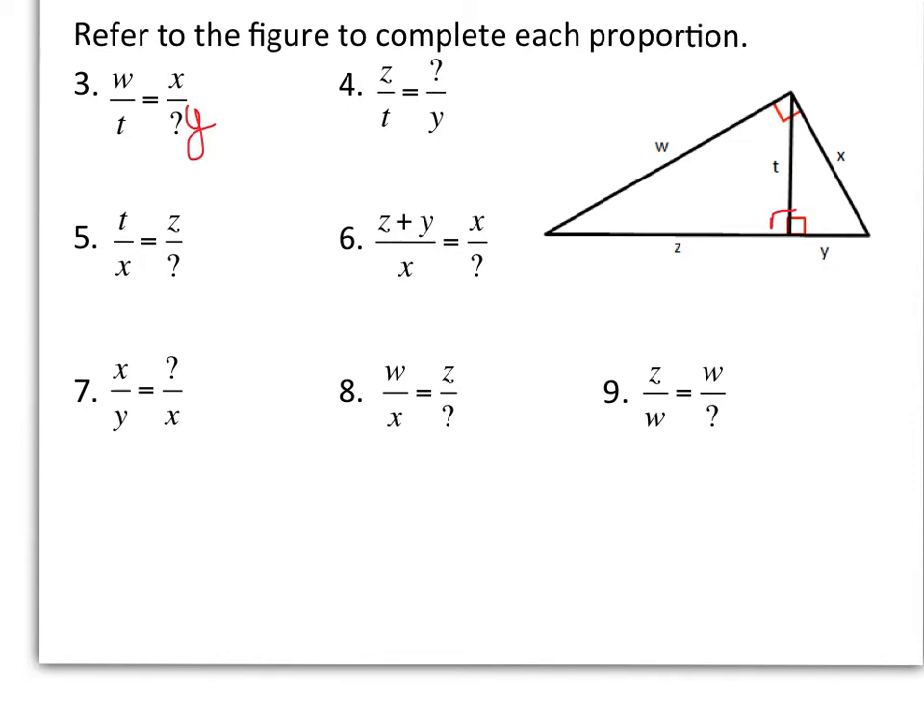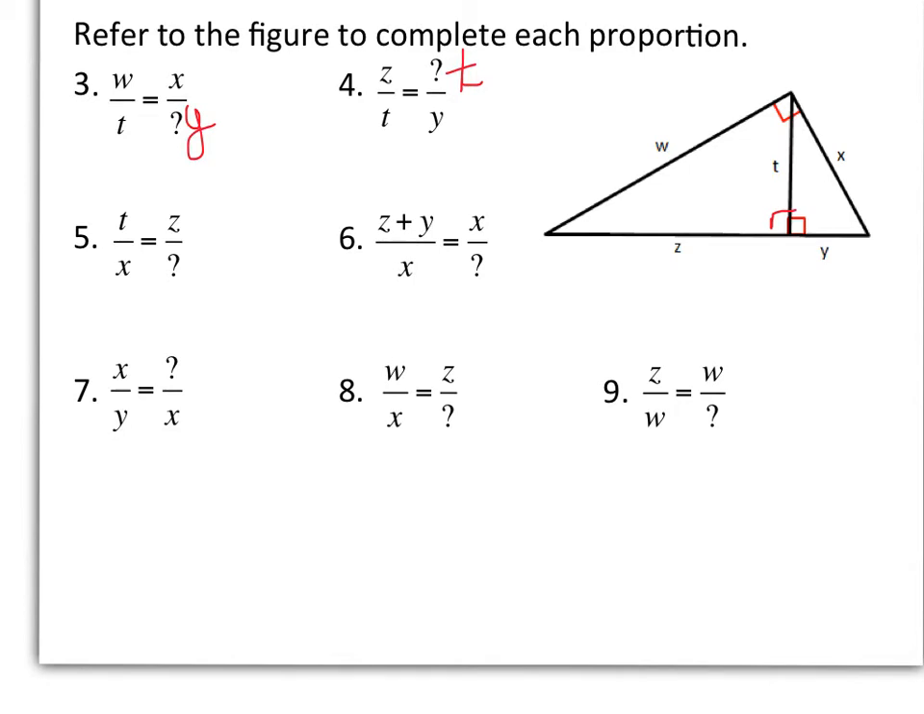In number 4, Z is to T. So Z is the longer side in our medium triangle, T is the shorter side. As T is to Y. T is the longer side in our smaller triangle, Y is the shorter side.